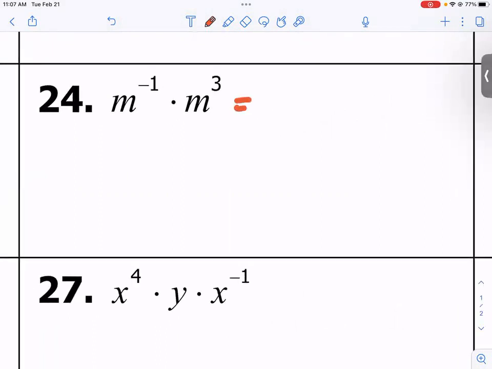Okay. How about here, Kinley, when we add our exponents, what do we get? Would you say m to the 2? Yep. Okay. If I take -1 and add it to 3, we get m squared.